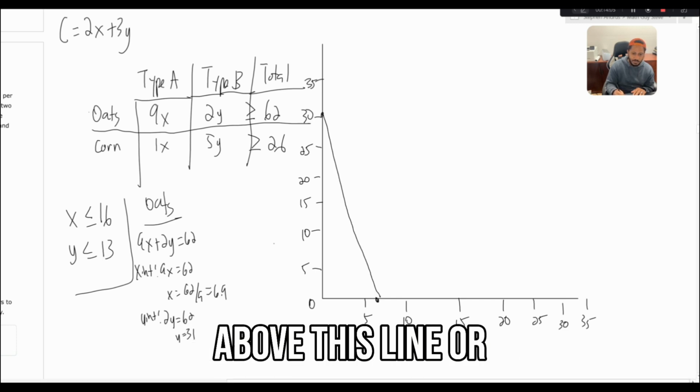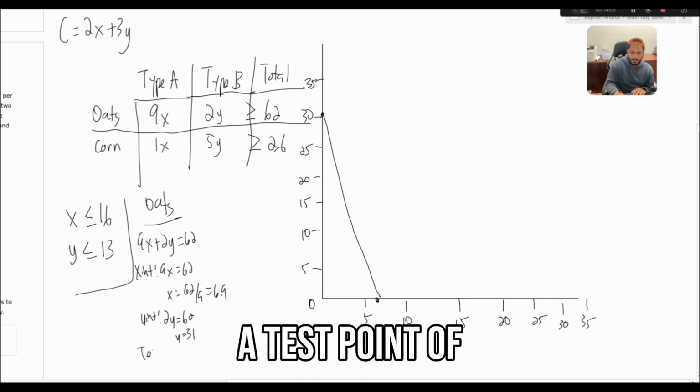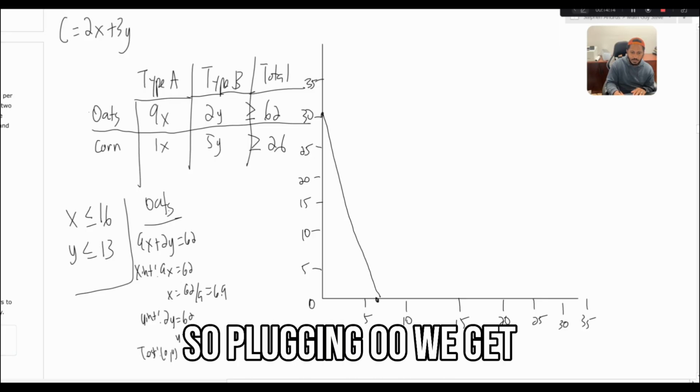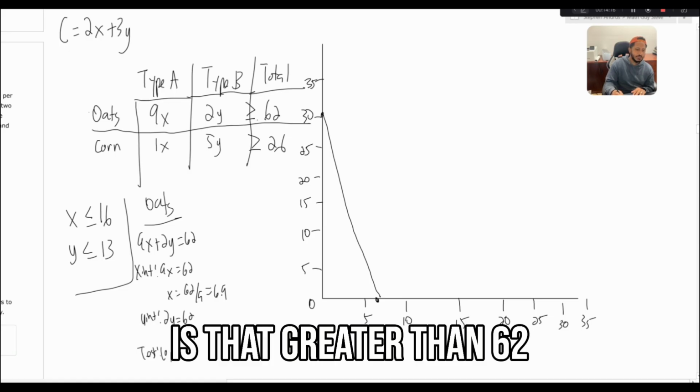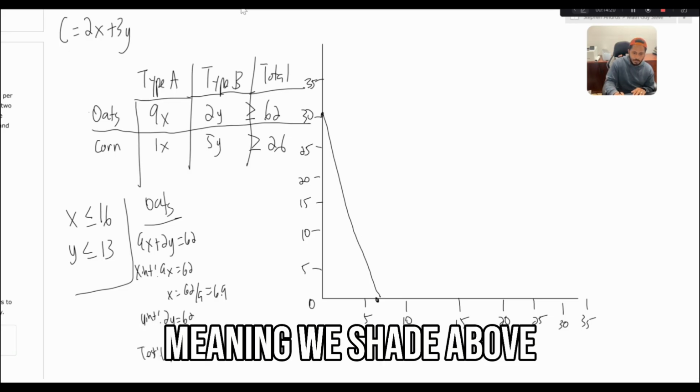Now we need to know if we're shading above this line or below this line. We find that out by plugging in a test point, say the origin. Plugging in 0, 0, we get 0 plus 0. Is that greater than 62? It's not. So we shade away from the origin, meaning we shade above this line.